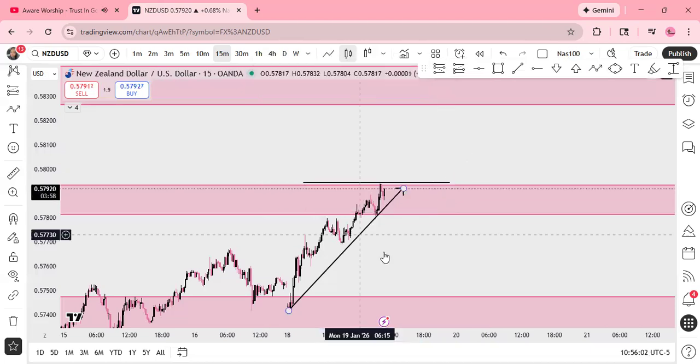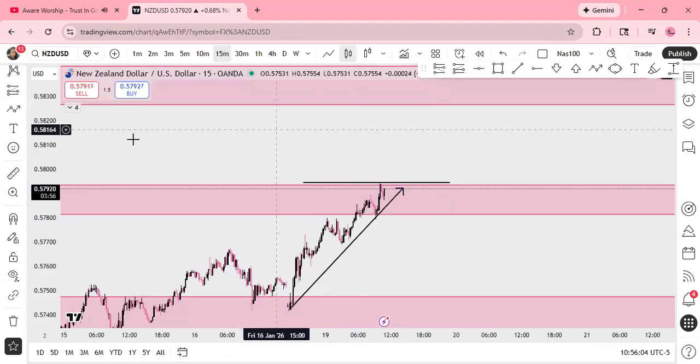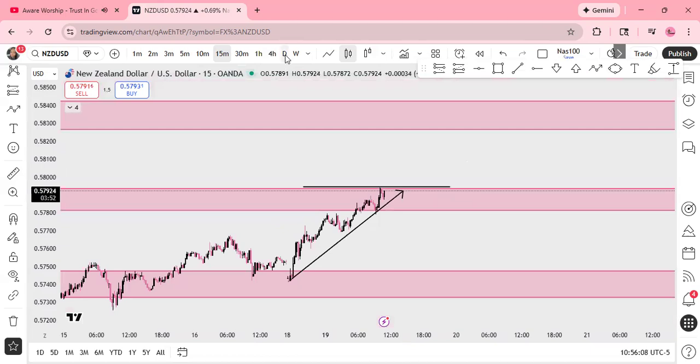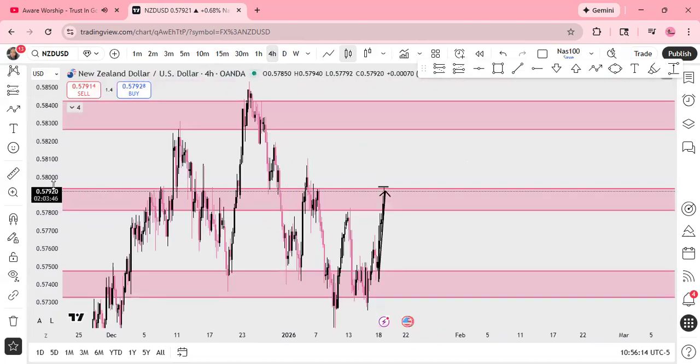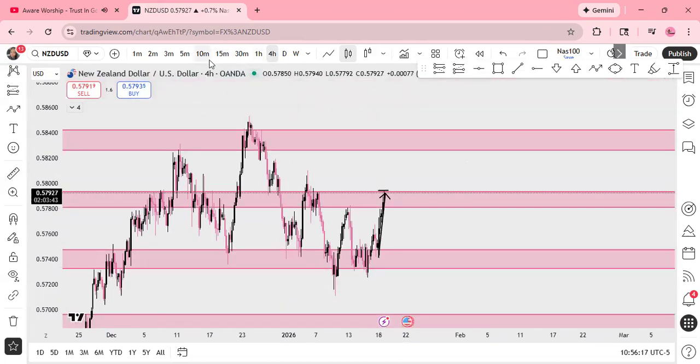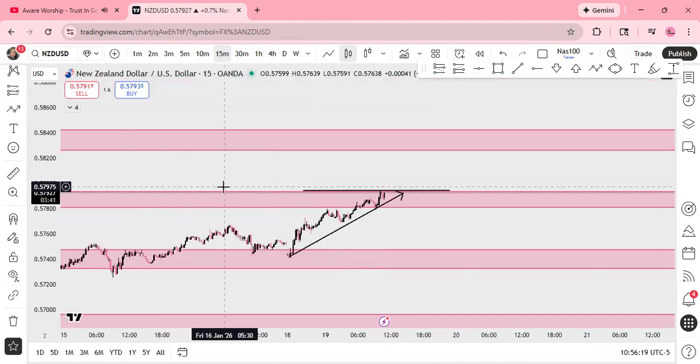Here we go. So this is NZDUSD again, you guys, and I marked my zones from the day chart down to the 4 hour. And from there, now I'm just waiting to see what's going to happen.